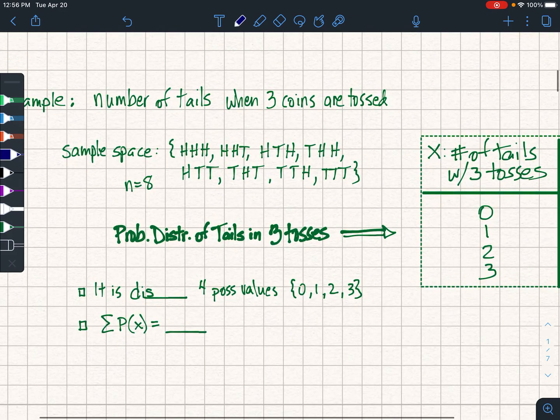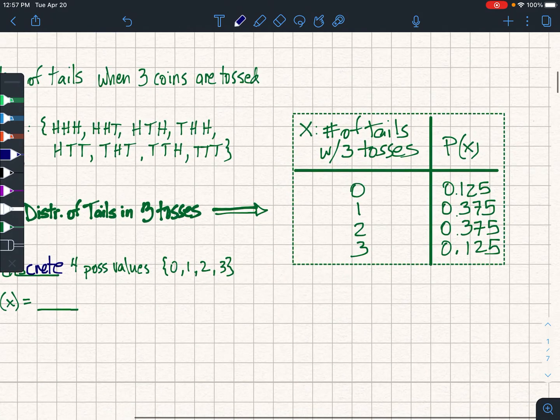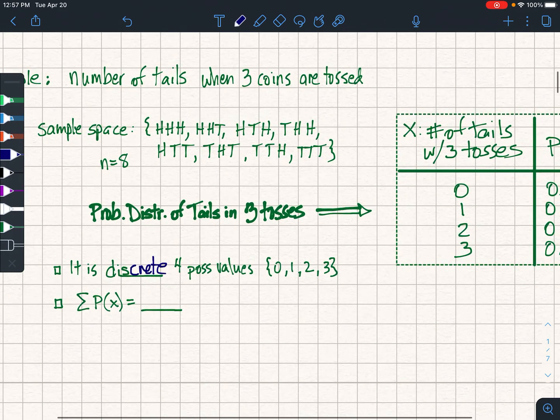It is discrete, as we can see. There are 4 possible values. And the sum, you can see, is 1. You could verify that on your calculator. All right.